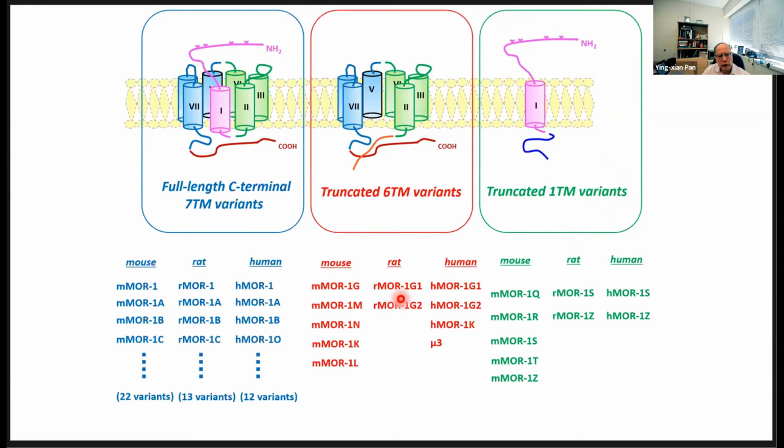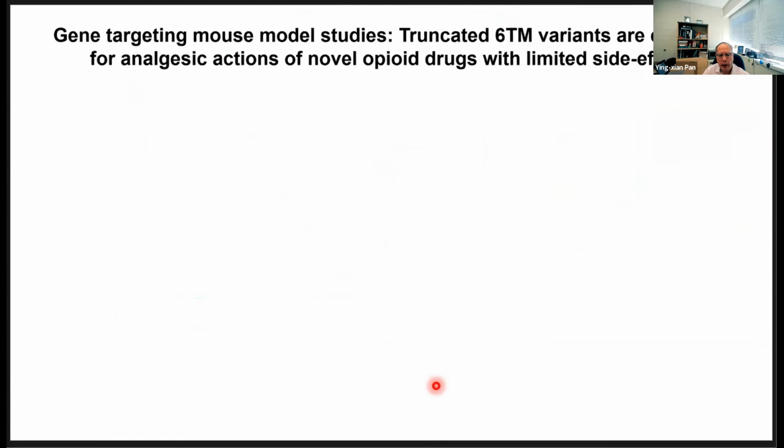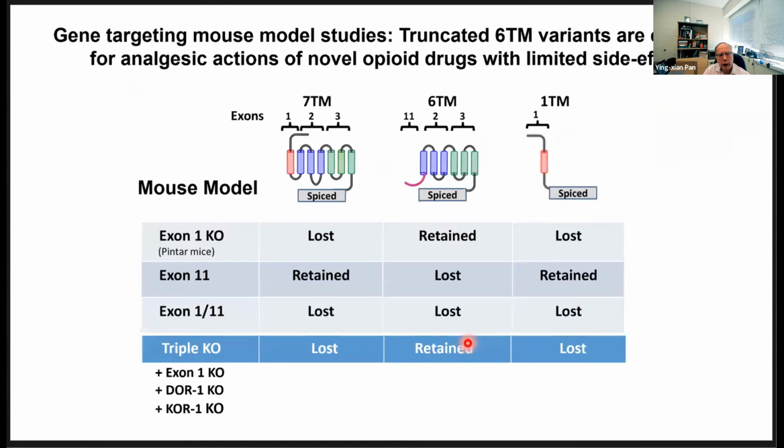Here is the truncated 6TM variant, lacking the first TM, which I'm talking about today, and which is also conserved from rodent to human. We defined the function of the 6TM variant mainly using gene-targeting mouse models. Here I list the four animal models.